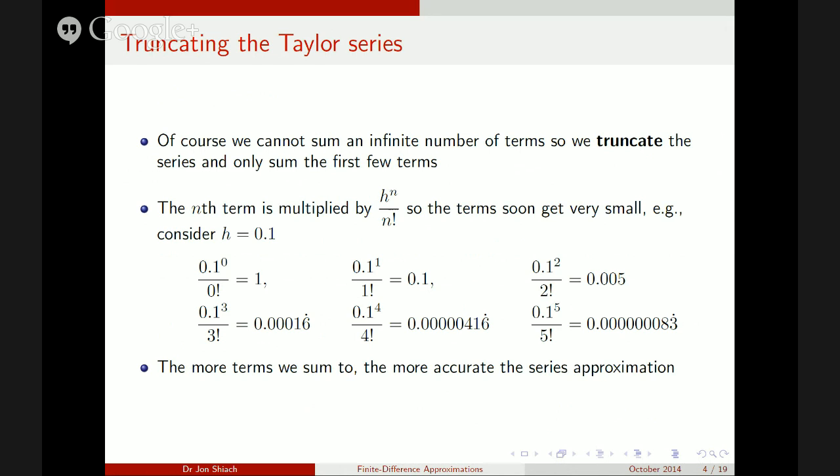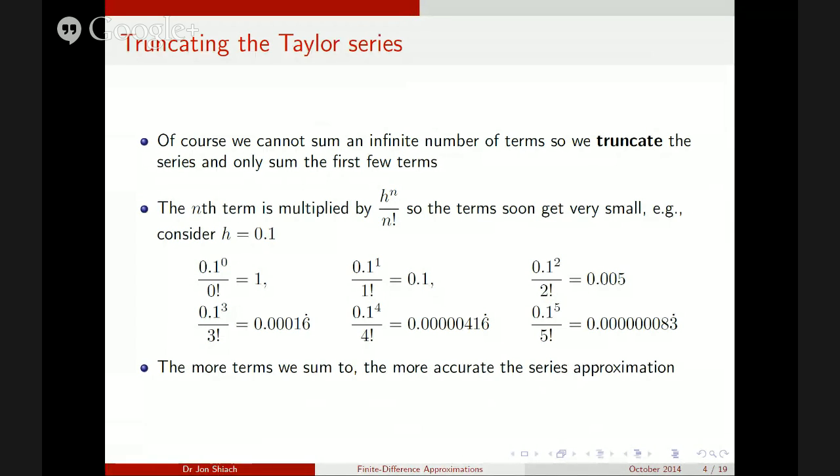If you think about it, the nth term is multiplied by h to the power n over n factorial. Now, we always assume h is some small step. So for example, if h is 0.1, now in practical terms, 0.1 is actually quite large for a step length. But for the sake of argument, let's say h is 0.1. First coefficient, 0.1 to the power 0 over 0 factorial, well, that's just 1. The second term would be multiplied by 0.1 to the power 1 over 1, which is 0.1. The third term would be 0.1 to the power 2 over 2 factorial, which is 0.005.